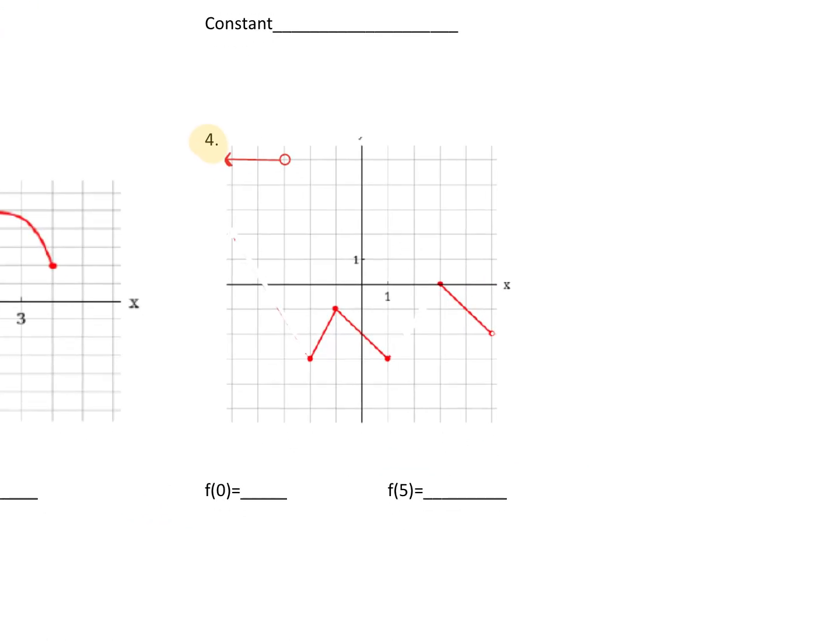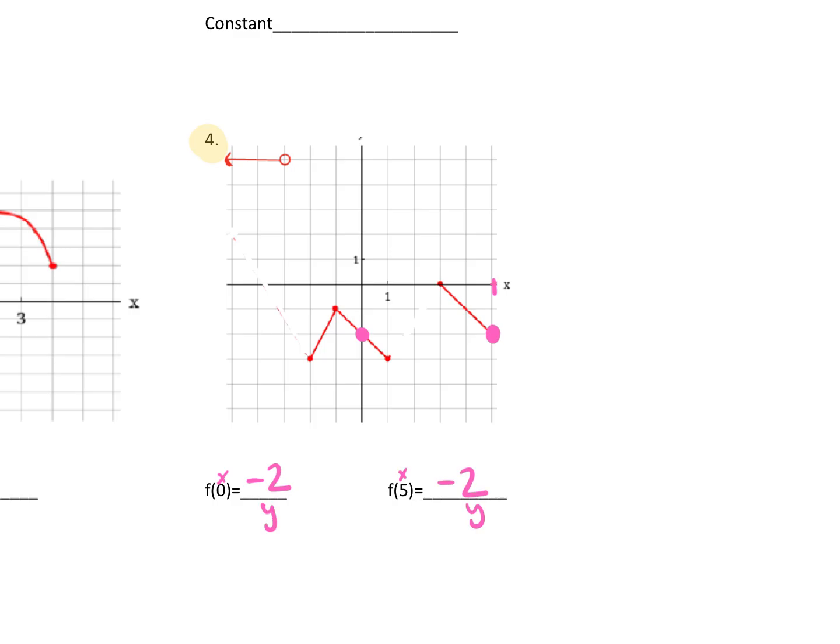All right, so with number 4, first we want to find f of 0. So I go to where x is 0, because this is talking about our x value. I'm going to go to wherever my graph is. What's our y value there? -2. So f of 0 would be -2. Then let's find f of 5. So we're going to go to our graph, go to where 5 is. It would be -2, yeah.